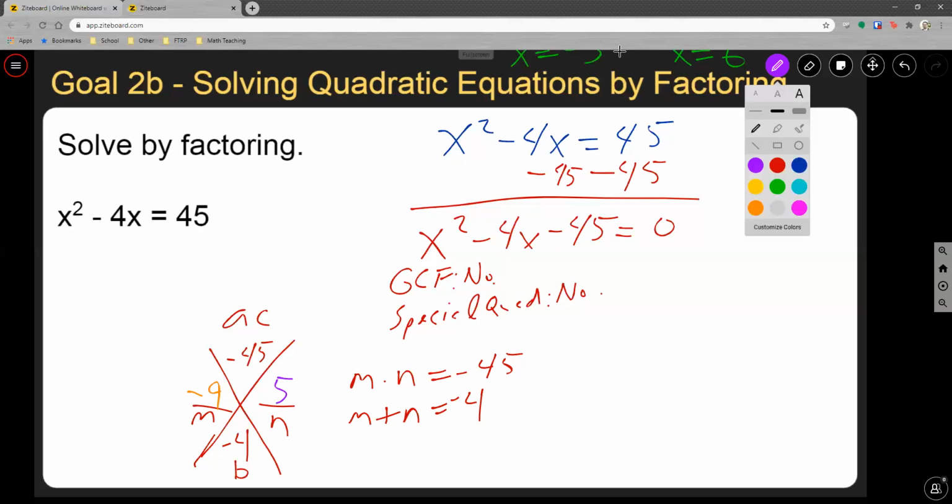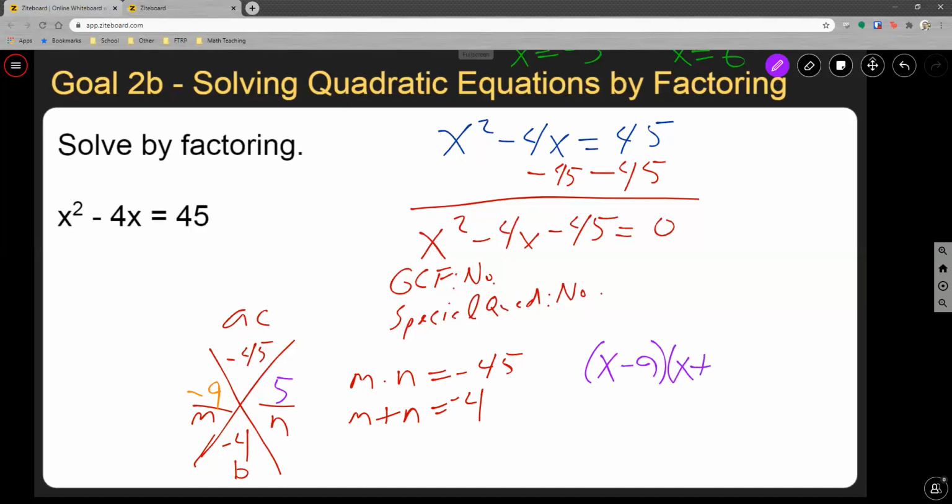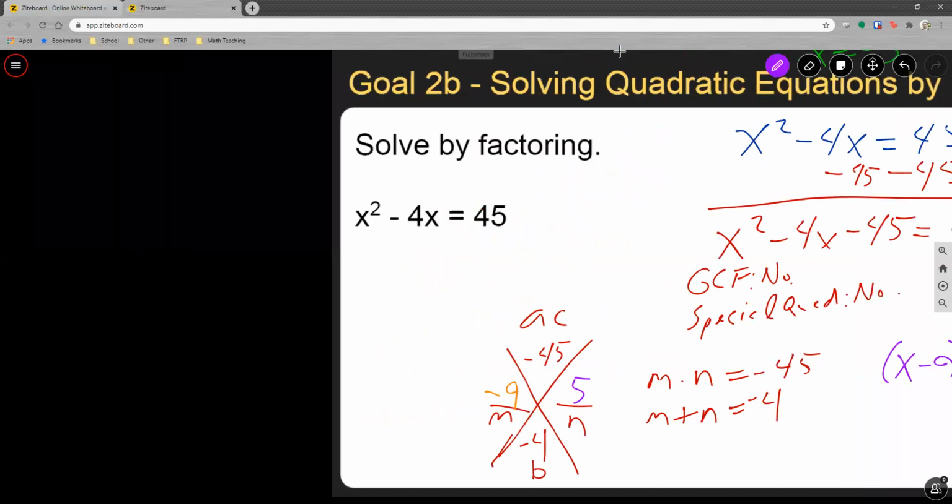At this point, I can basically write out my answer if I want. I could say my answer is, that's a bad color to use. Let's try something a little bit darker. Actually, let's go with purple. x minus 9 and x plus 5. I multiply those together, I get 0. That's my factored form.